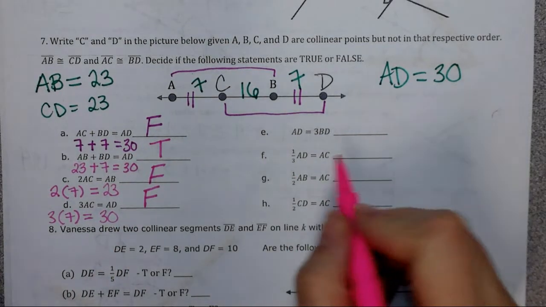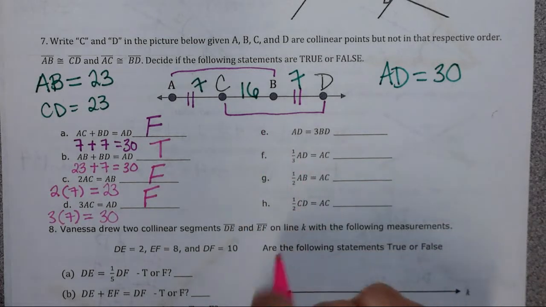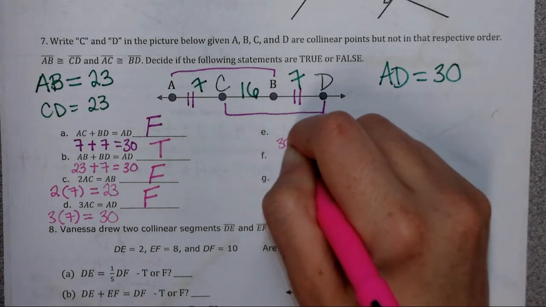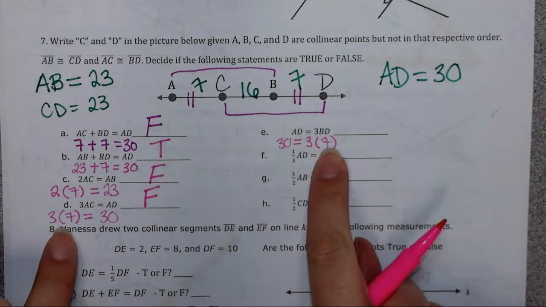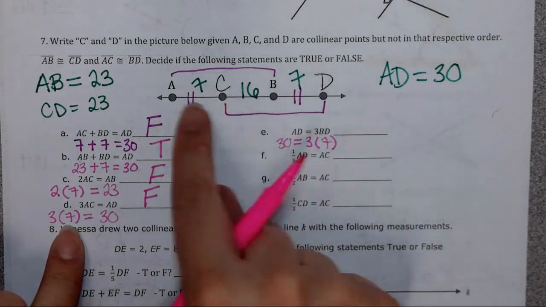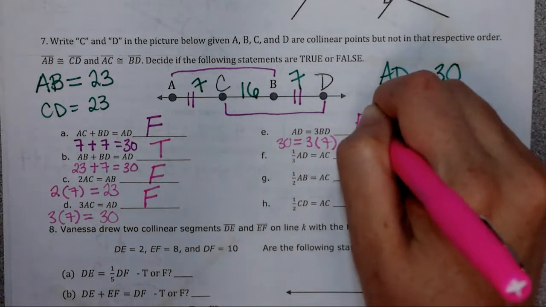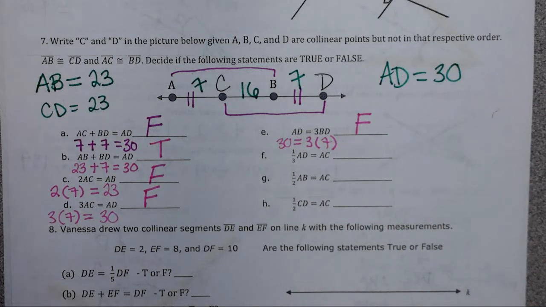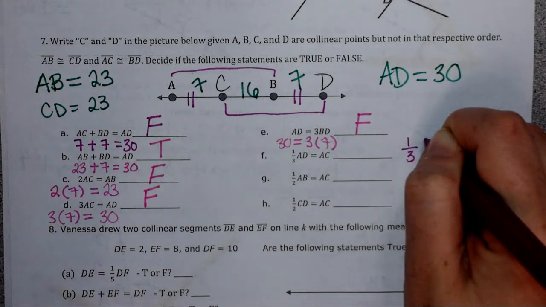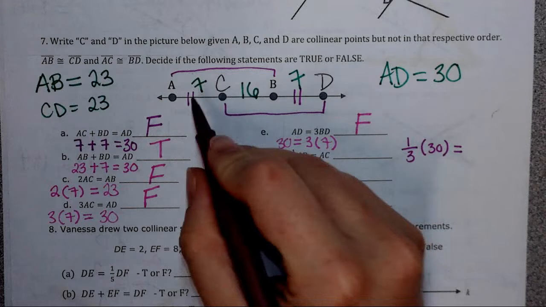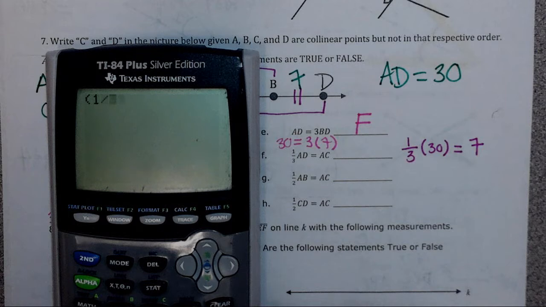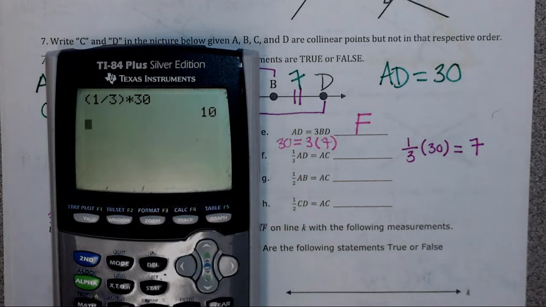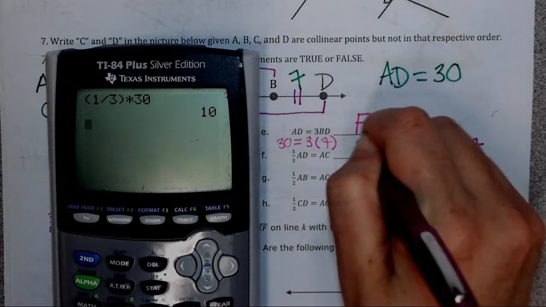Okay. Let's see. AD is equal to 3 times BD. So AD was 30. BD was 7. So this is pretty much saying the same thing, okay, which makes sense because those are congruent to each other. So we know this is going to be false. Next, 1/3 of AD, which is 30, is equal to AC, which we said was 7. So 1/3 times 30 does not equal 7. That tells you that this is false.